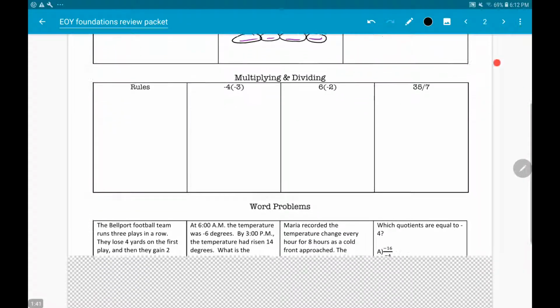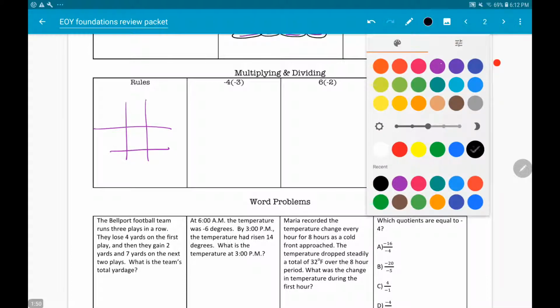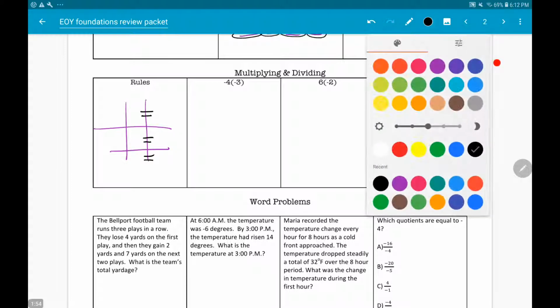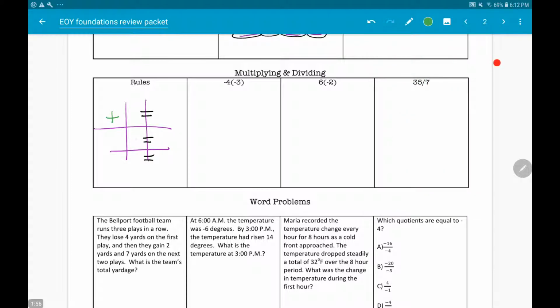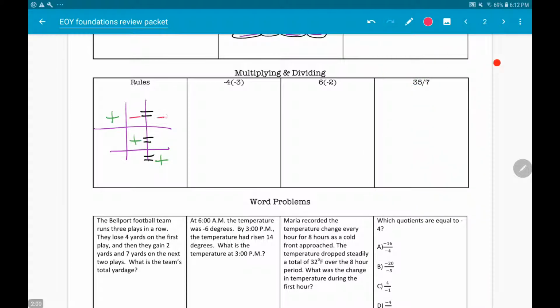Alright, moving on to multiplying and dividing. Let's go back to our rules. So I create a tic-tac-toe board. Put my equal signs here. Plus signs go diagonal. And negative everywhere else.